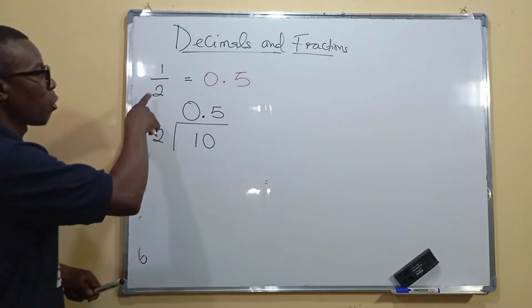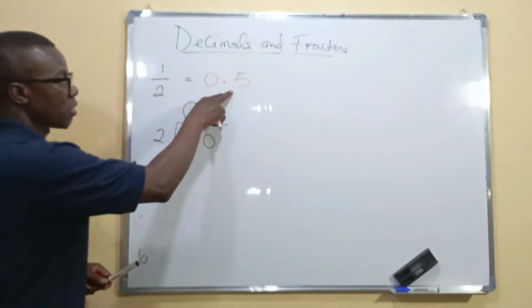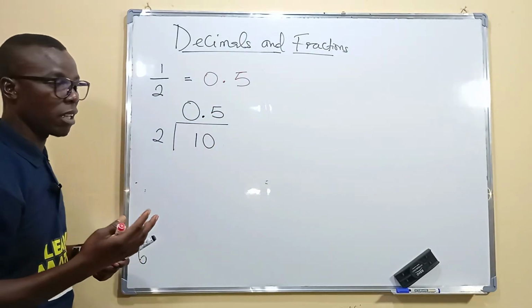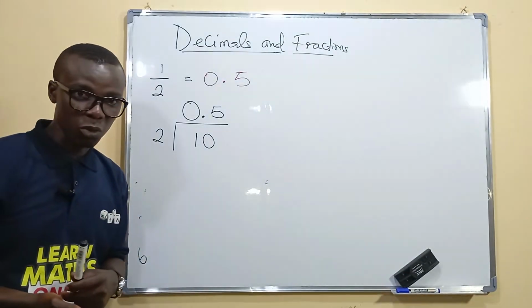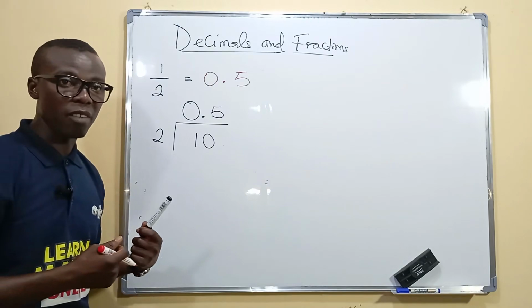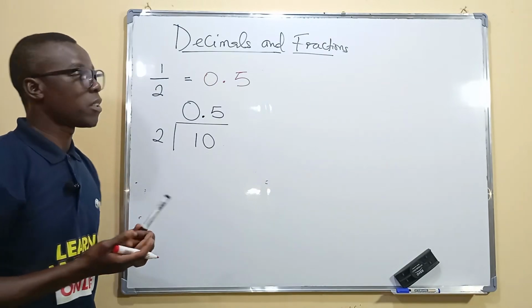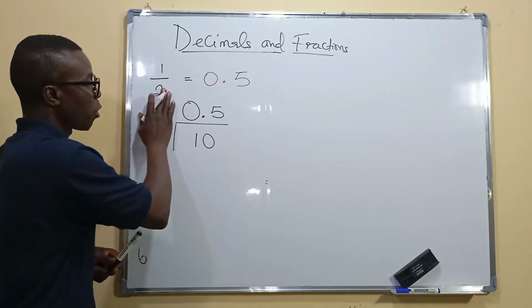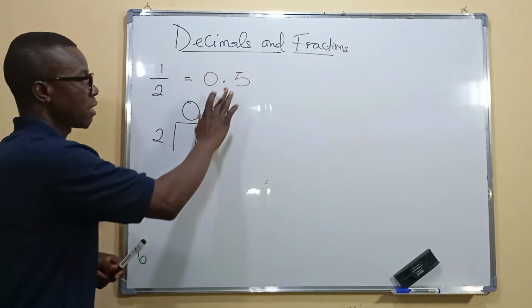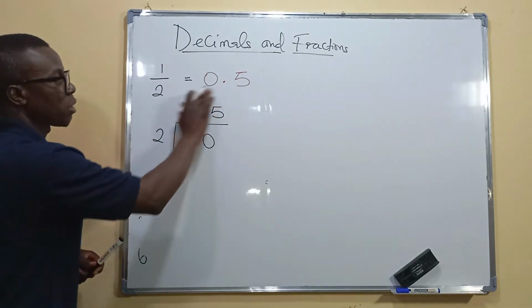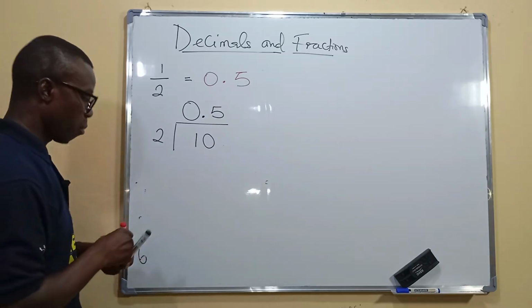So you can see that 1/2 is the same as 0.5. Now 1/2 is a fraction, 0.5 is a decimal. Think of this: someone will say, okay, I have 1/2, and then someone will say I have 0.5. They are both saying the same thing. It's just that one spoke in fraction while the other in decimal. So you can say 1 over 2 is the same as 0.5.